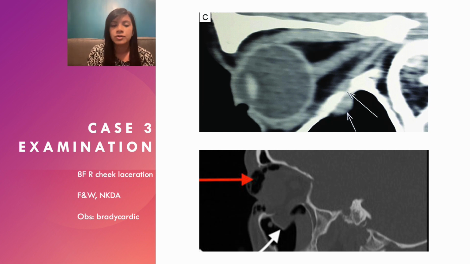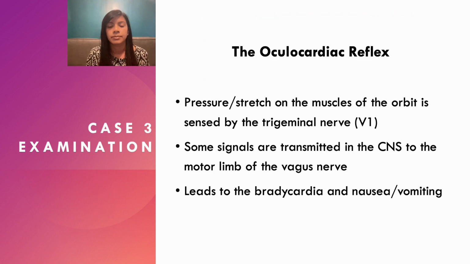But the main kind of triad of these symptoms is that restricted eye movement. The patient will be vomiting and their heart rate will be low. And that's because of what we call the ocular cardiac reflex, which I'll just explain on the next slide.